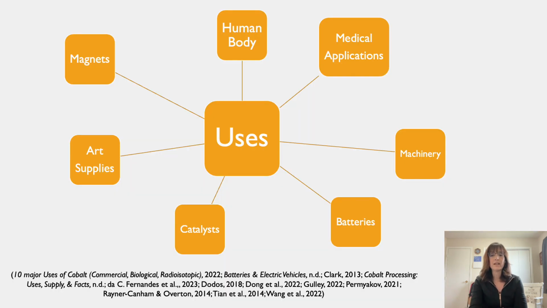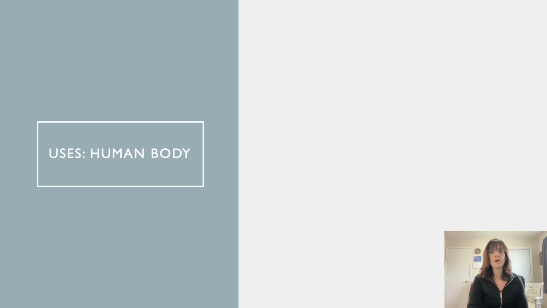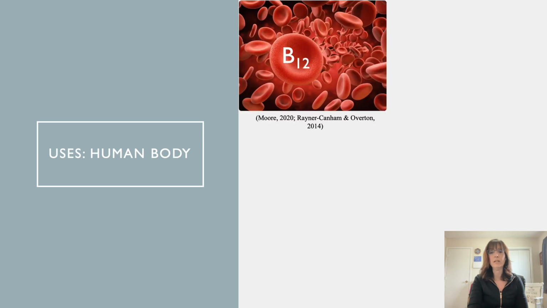Cobalt has a vast array of uses in the medical field, industry, the art world, and within the human body. Let's take a look at each of these in turn. Cobalt is very important to the human body. First of all, cobalt is the core of vitamin B12, which is necessary for humans to make red blood cells, which carry oxygen throughout the body.